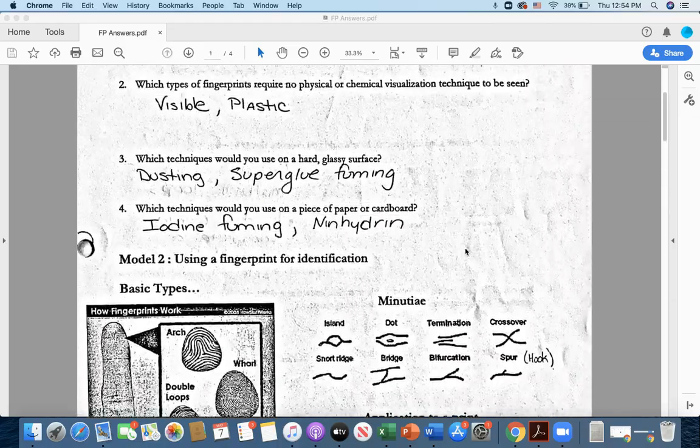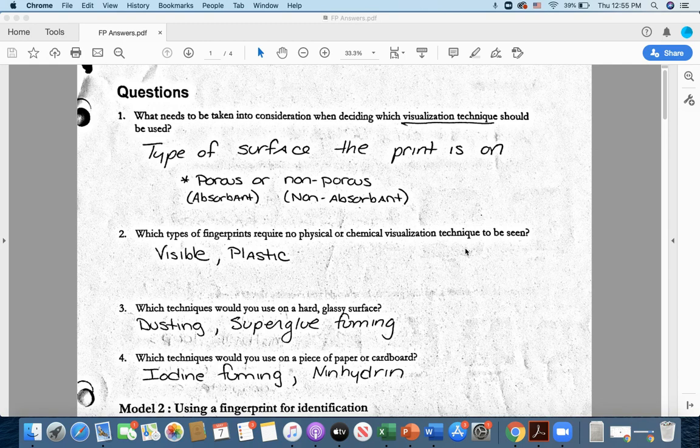Yeah. So what we're looking at here is first with visualization, and you also had a video. We'll review this at some point next week, probably on Tuesday. But the main idea with visualization is that the surface that the print is on is going to determine what technique you'll use. So basically, is it porous or non-porous?